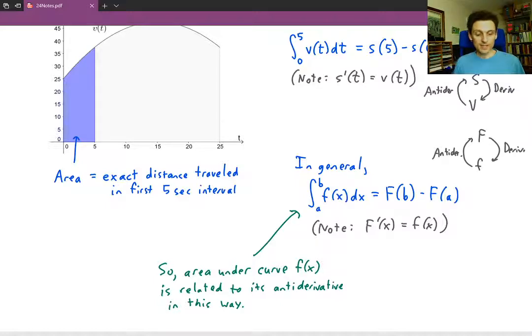Another thing to note is that if you rewrite this just a little bit, so instead of writing little f, you write big F prime, those two are equal, little f and big F prime.